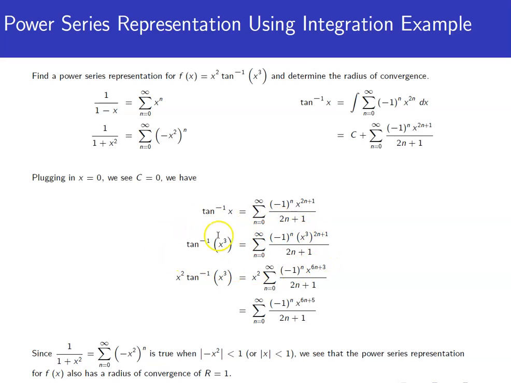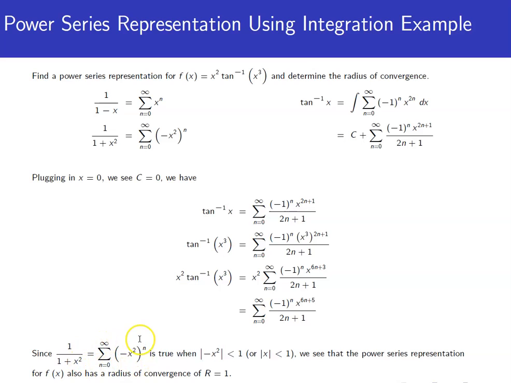Plug in x cubed for x. So we'll get an x cubed raised to the 2n plus 1. That's where this x to the 6n plus 3 comes from, just multiplying the exponents. Now multiply by x squared, bring it inside. We have 6n plus 3 plus 2, add our exponents, so we'll get x to the 6n plus 5 as our x term. And then our coefficients haven't changed at all because we're not plugging in anything for those.